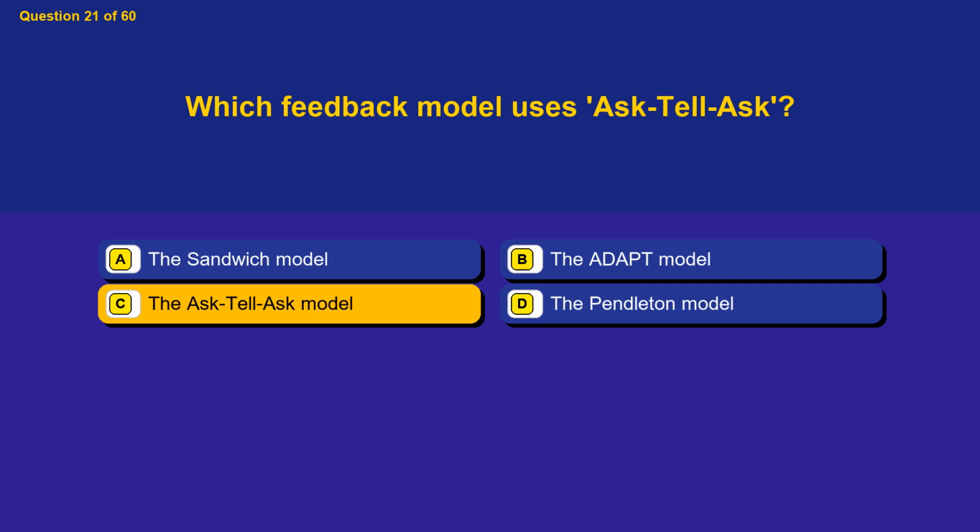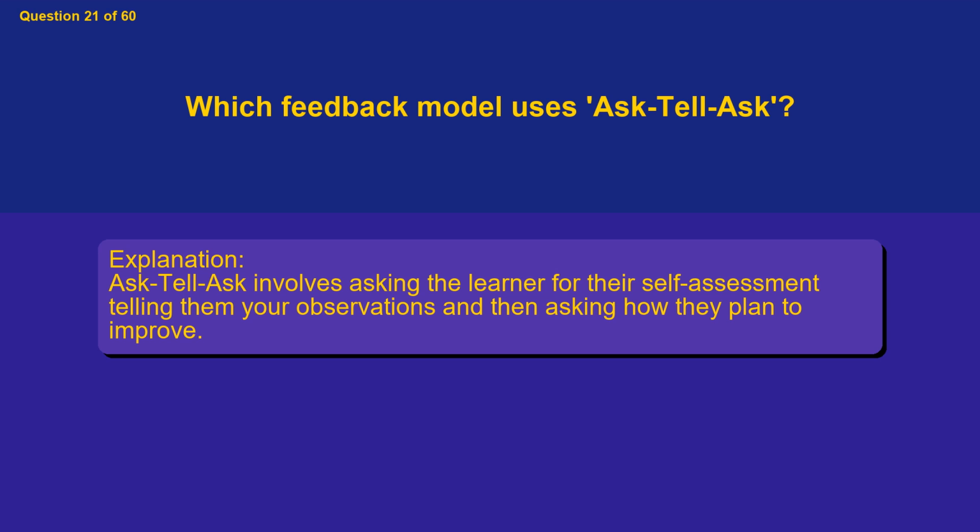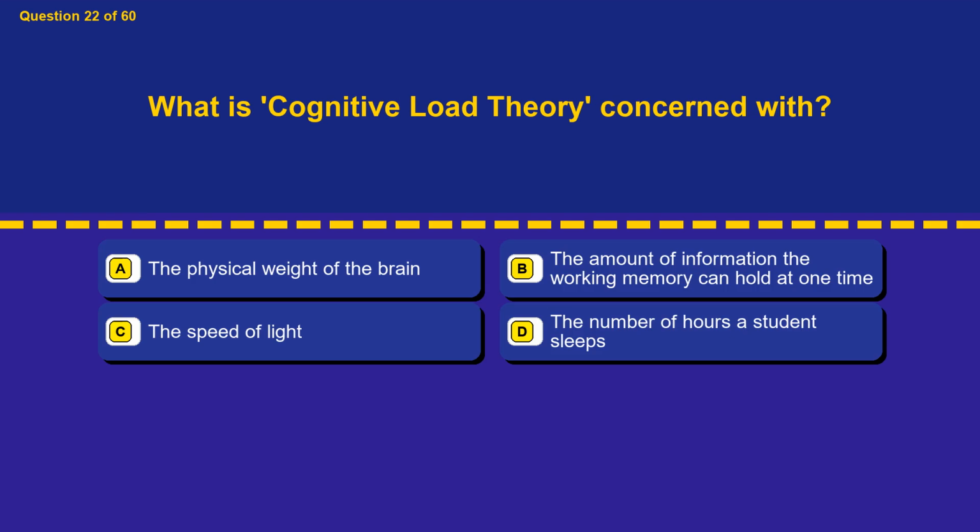The correct answer is option C. The ask-tell-ask model. Ask-tell-ask involves asking the learner for their self-assessment, telling them your observations, and then asking how they plan to improve.